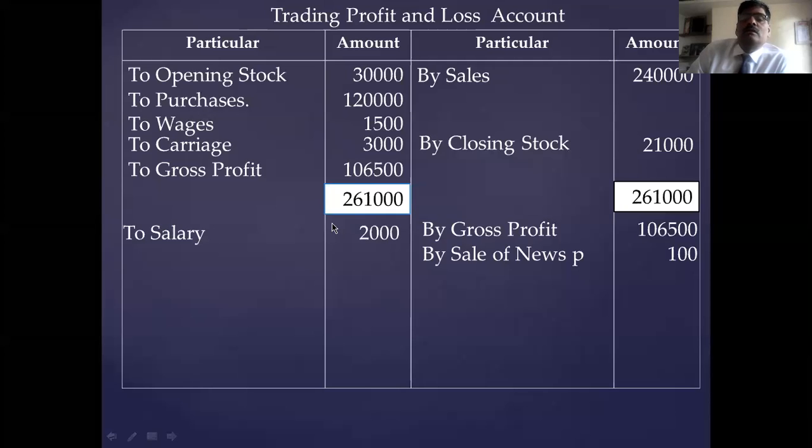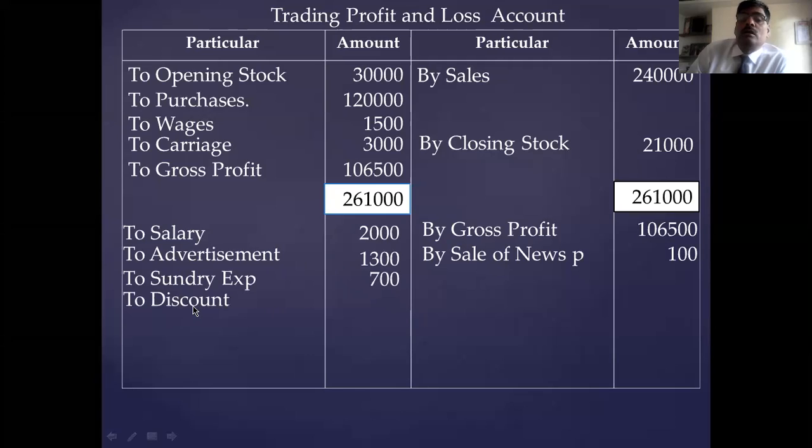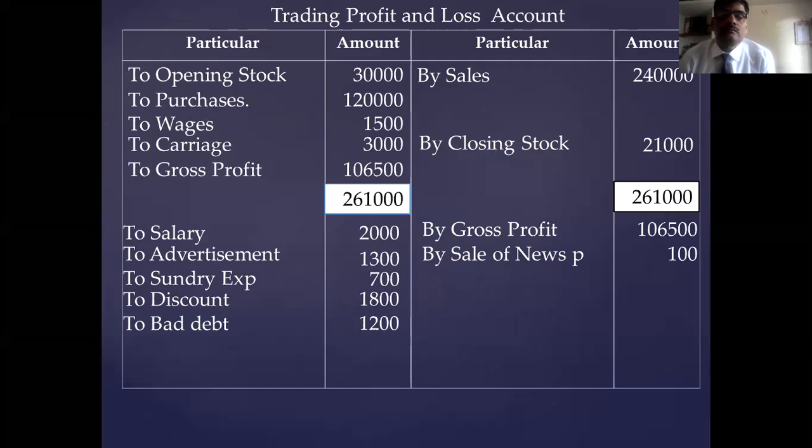First is salary, 2,000. Second is advertisement from the cash book, 1,300. Third is sundry expense, 700. Then next is discount in the debtors account, 1,800. Next is bad debt in the debtors account, 1,200. Problem is completed.